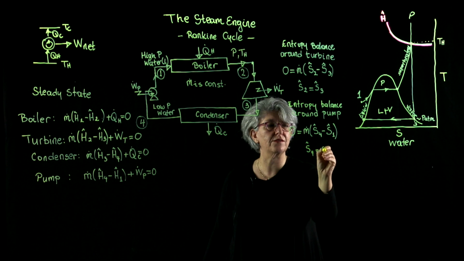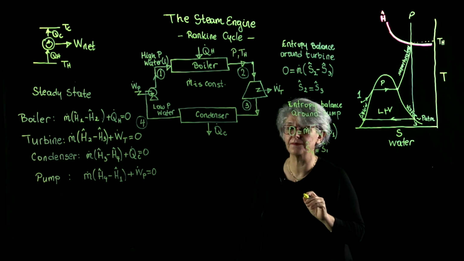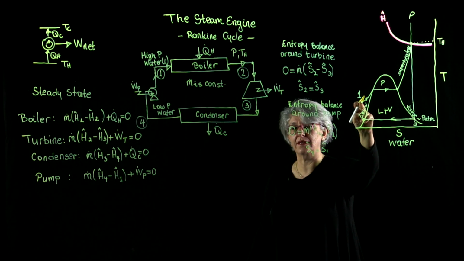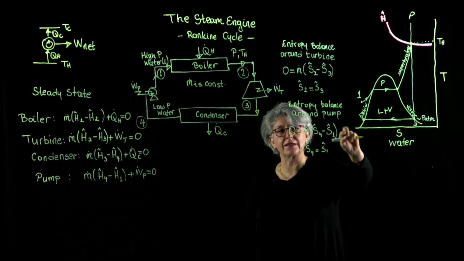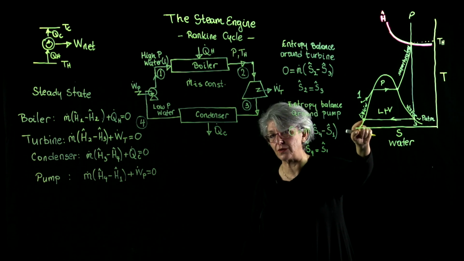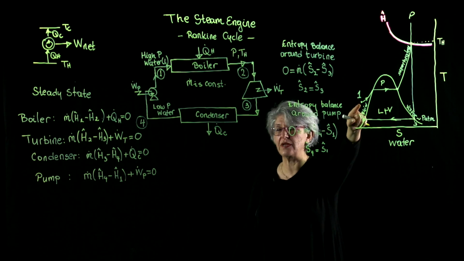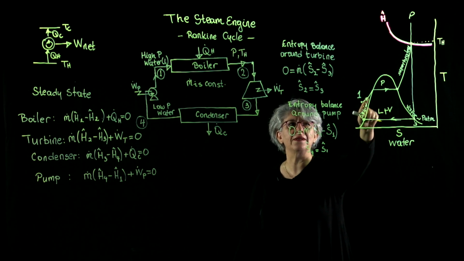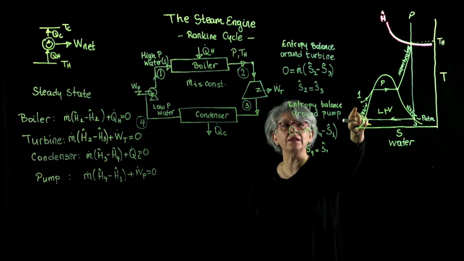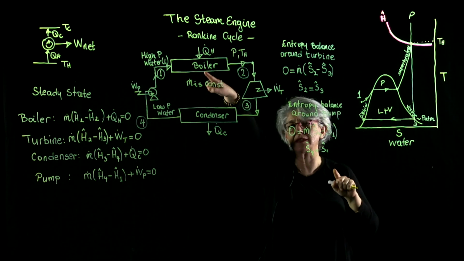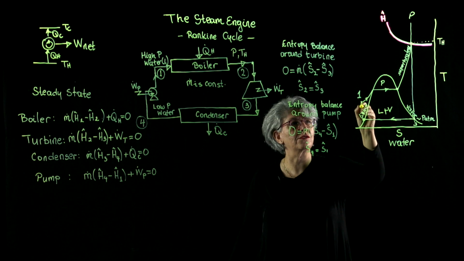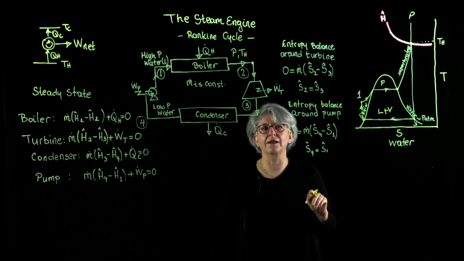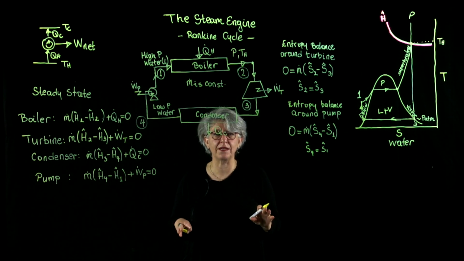S4 is equal to S1. All right? In fact, this is how I know S1, not the other way around. Starting from an atmospheric pressure liquid, I will use a pump that operates at constant entropy, and it will bring the liquid to the pressure at which I will run my boiler. All right? So this is how the states are identified. Now I know all the states.